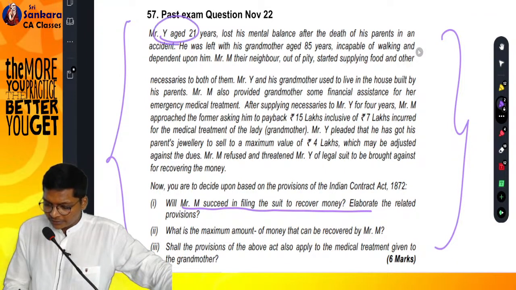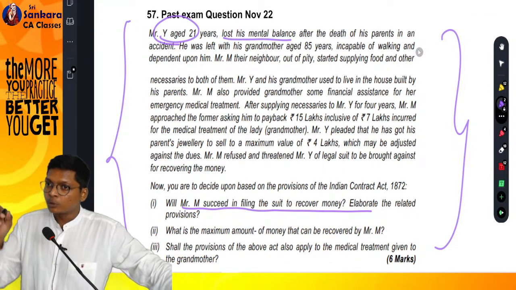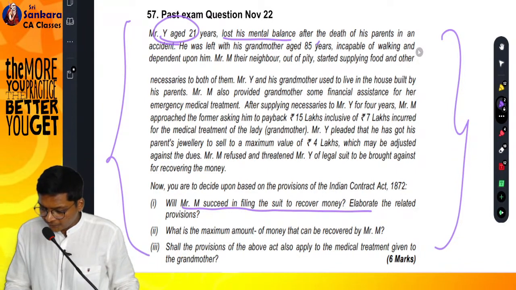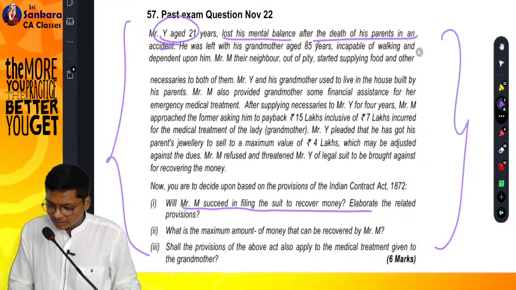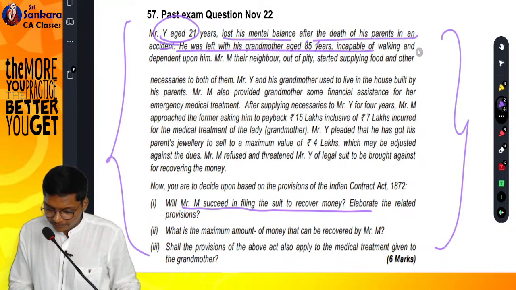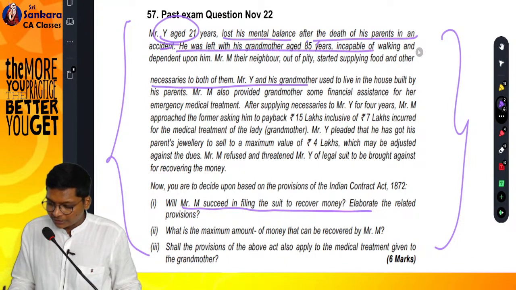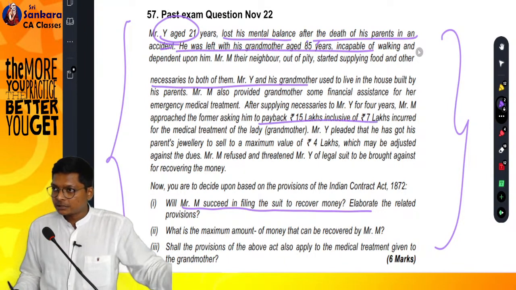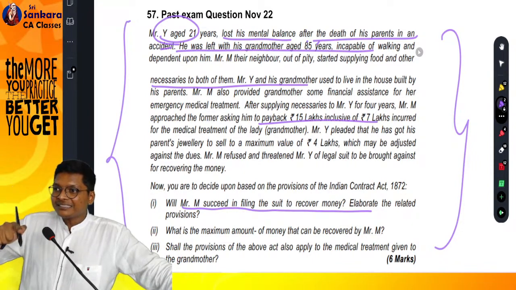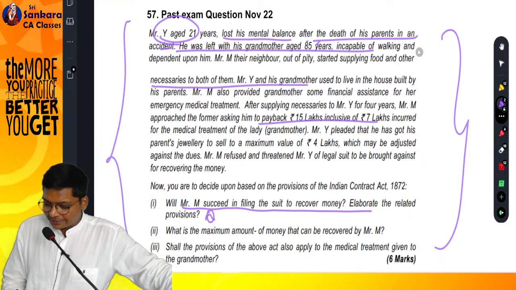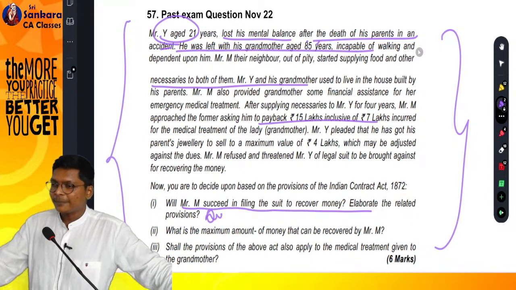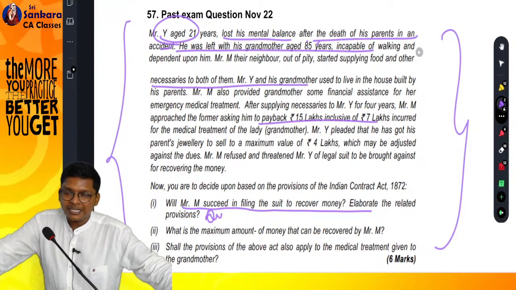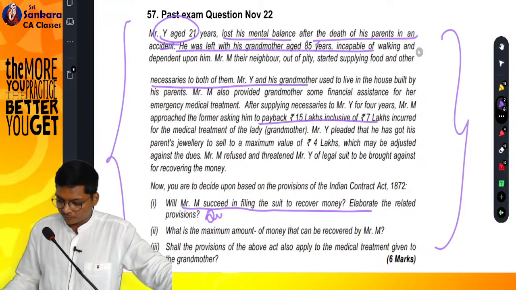M is aged 21 years, lost his mental balance, incapable of entering into a contract, after the death of his parents in an accident, staying with grandparents. Necessities supplied to both. Can he recover? Yes. You can recover from his personal property, quasi-contract. Necessities supplied to a person incapable of entering into a contract can be recovered from his personal property.